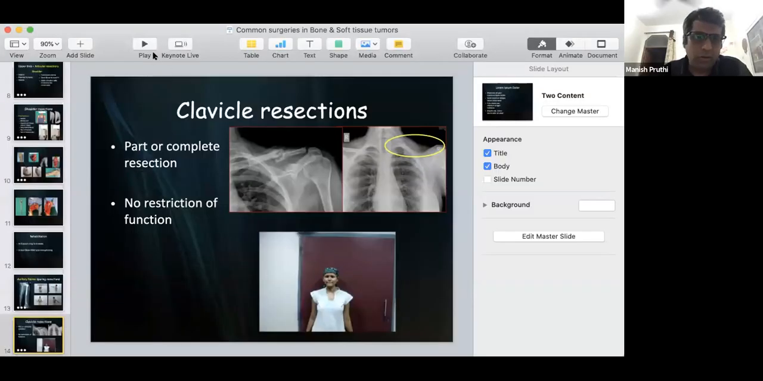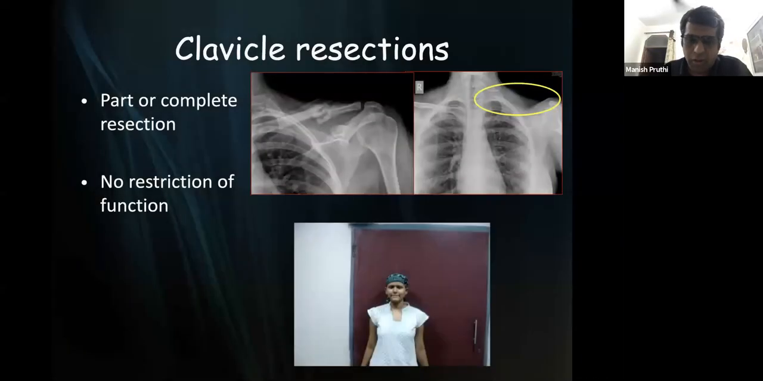So clavicle resection, I'll not show the video. With clavicle resection, we can get a good, almost normal shoulder function. The video is not playing, doesn't matter, because the shoulder articulation remains.